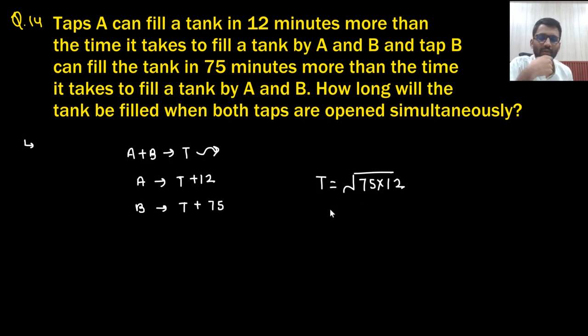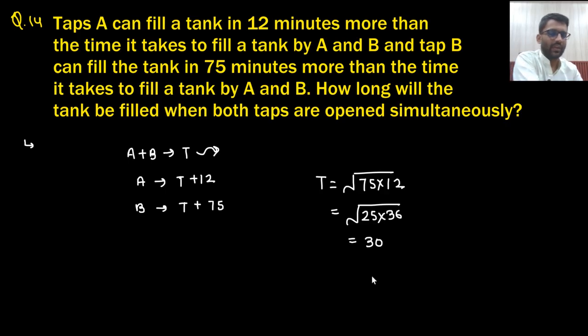So what can I do? From here I can take 3. So 25 into 3, 36. So it would be 5 into 6, 30. So 75 into 12 is 900. Yeah, so time T is 30 minutes.